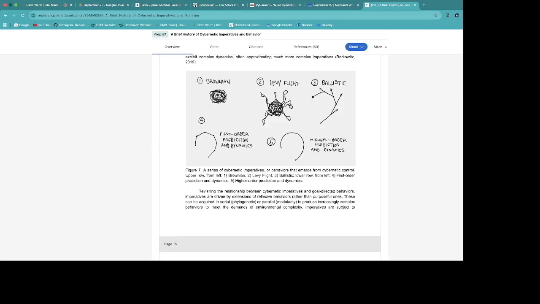In number 4, we have first order prediction and dynamics, where we have smoother dynamics, smoother prediction, but it's still reliant on this discontinuous feedback. And then finally, number 5 is higher order prediction and dynamics with the smooth curve, which is the product of continual feedback and control.